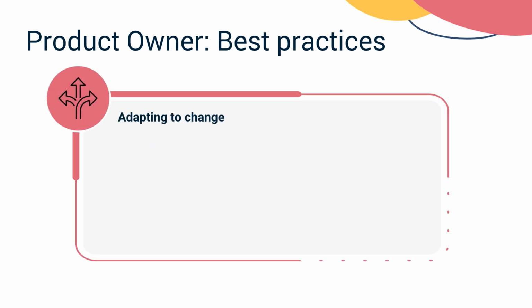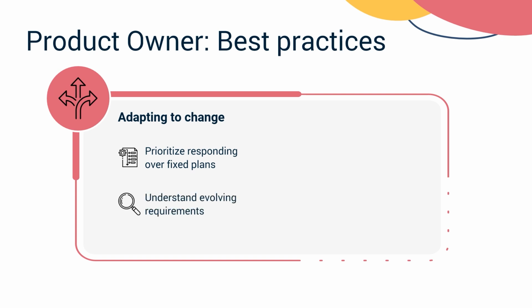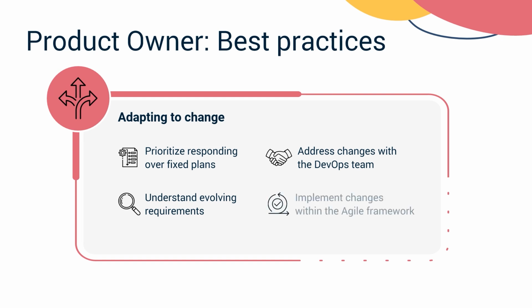When adapting to change, you prioritize responding over following fixed plans. As your team delivers features, requirements evolve based on new learning. You collaborate with the DevOps team to understand and address these changes. The Scrum Master helps you implement changes effectively within the Agile framework.